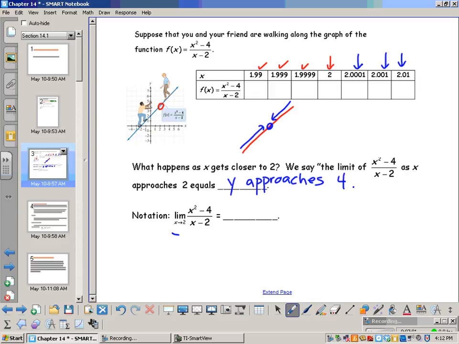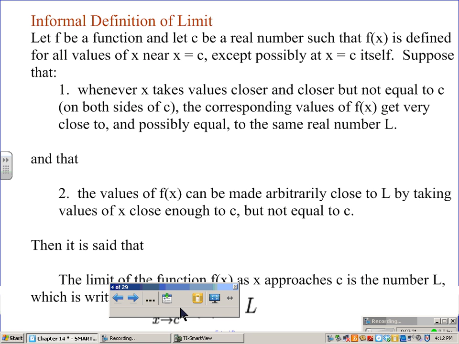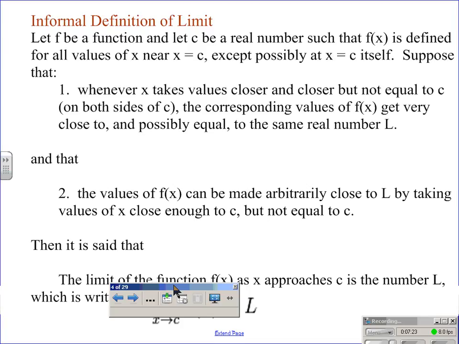And the notation for this is here, and this would be read that the limit of the function f of x as x approaches 2 is 4. And again, we're not going to say that it is 4. We actually just have strong evidence that the limit of this function, as x approaches 2, is 4. So what we've talked about so far is just the informal definition of a limit.